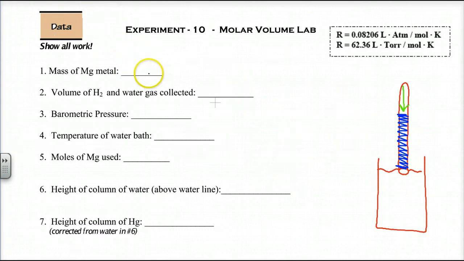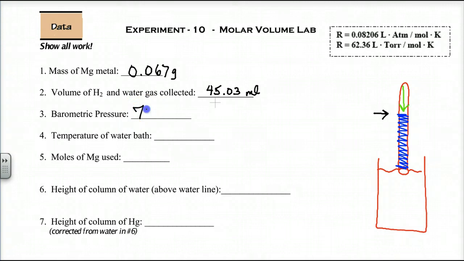So I'm going to assume my mass is 0.067 grams. All right, again, I'm making up my numbers. Volume of H2 and water gas collected. I'm predicting that we measured from the eudiometer tube, and it should be written to 2 decimal places. It's a very precise piece of equipment. That we get, I want to say, 45.03 milliliters.